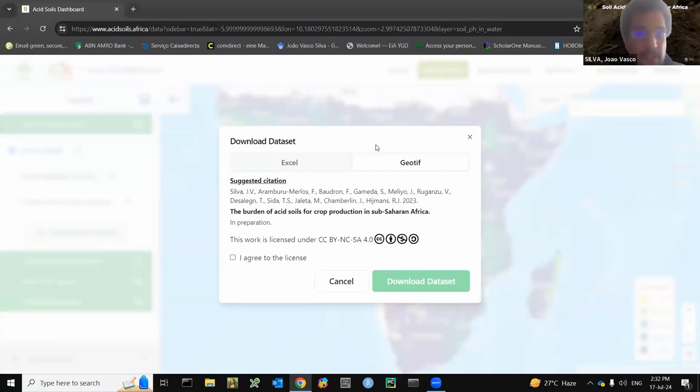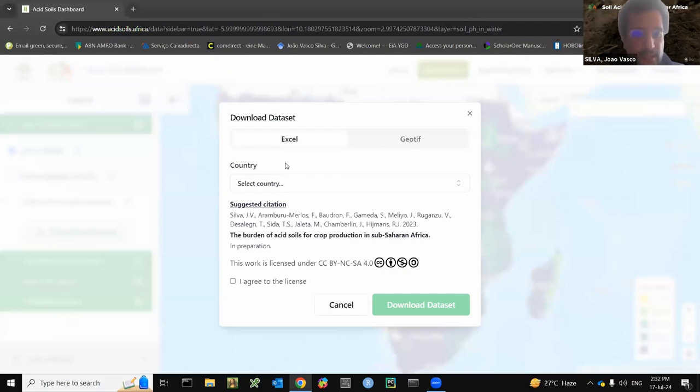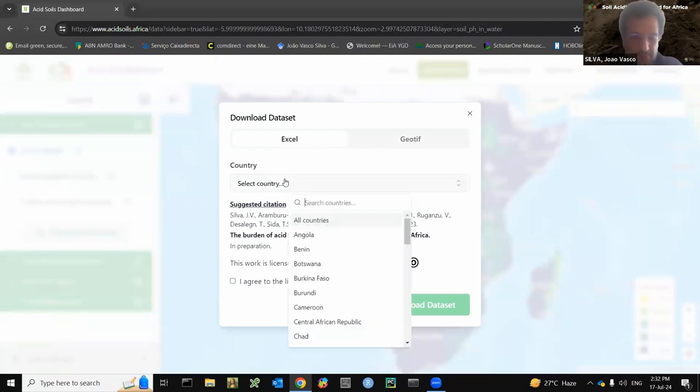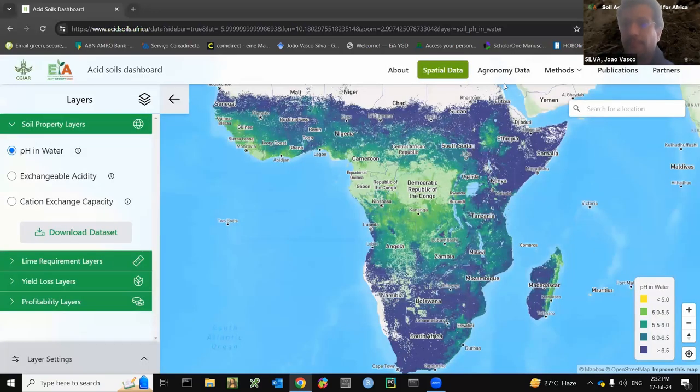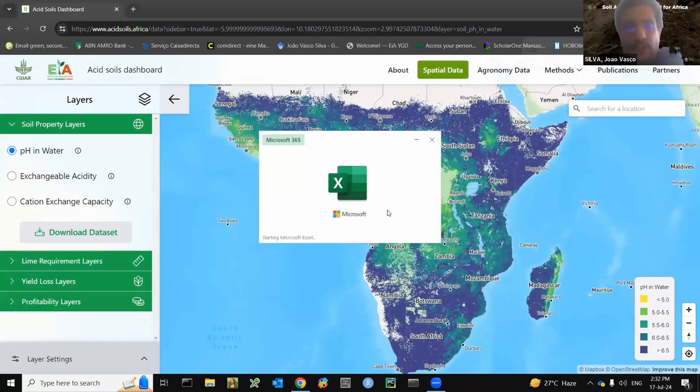So just as an example that I would give you, let's go to Excel. We are interested to get data for Ethiopia, so we can select Ethiopia. Before downloading, we do ask you to agree with a Creative Commons license that you can get information about. But anyways, the data is publicly available and openly available. And then essentially, we can just download the data. Going quickly through this file, this is Excel format, essentially.